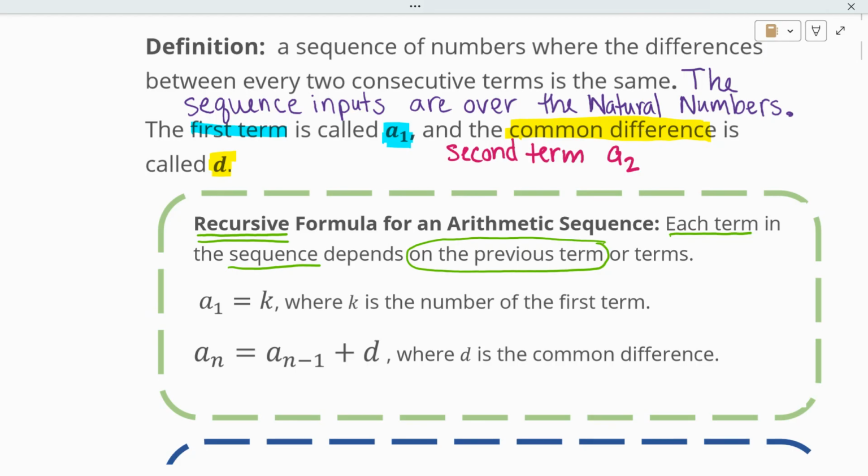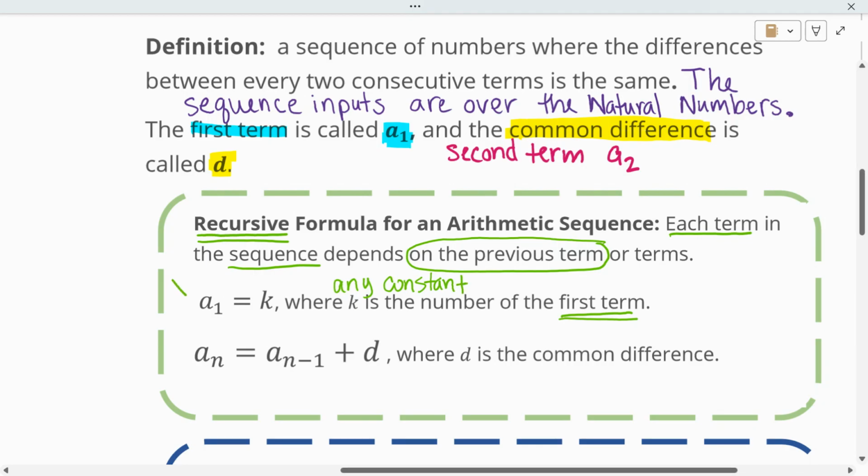So I can't find the 7th term unless I know the 6th term. I can't find the 10th term unless I know the 9th term, okay? A sub 1, the first term in the sequence, is sometimes modeled by the number k, but k is just any number. This is just any constant. It's just your starting point. A sub 1 is your starting point. It's where you start.